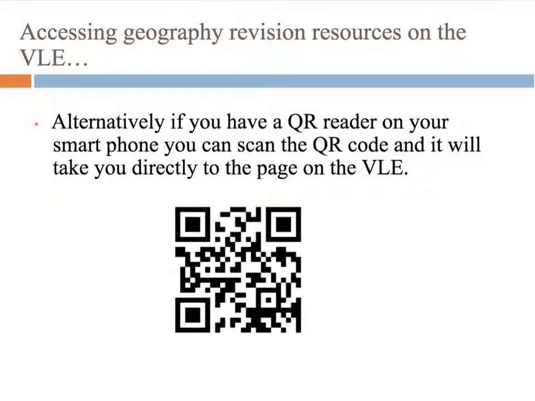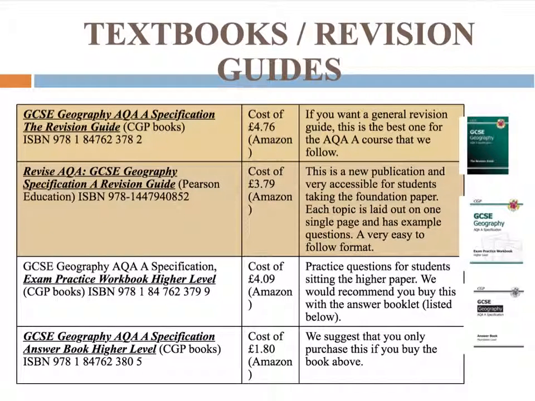An easier way to access this information is if you've got the QR reader on your smartphone, hold it over the QR code here and it will take you directly to the web page where all that material is. If you have not purchased a revision book yet and you still wish to, these can be purchased online from Amazon or you can buy them from the Quad Shop.